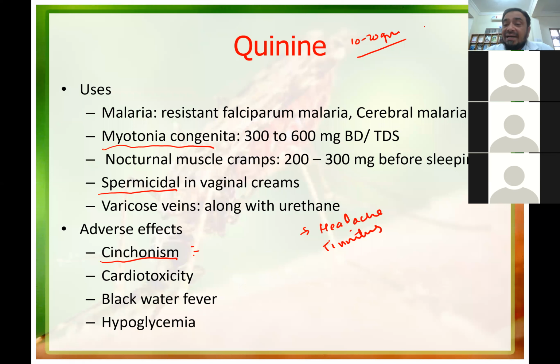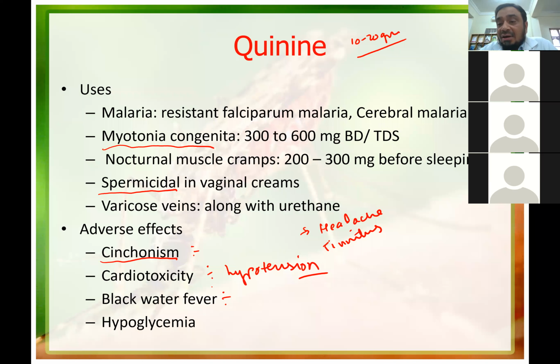The second adverse effect is cardiotoxicity. Cinchonism, if you stop quinine, over a period of 2 to 3 weeks the adverse effects may go off. Second is cardiotoxicity because of its cardiac depressant effect. It can cause hypotension. Hypotension is very common, and care should be taken when we are giving quinine intravenously for the treatment of severe falciparum malaria.